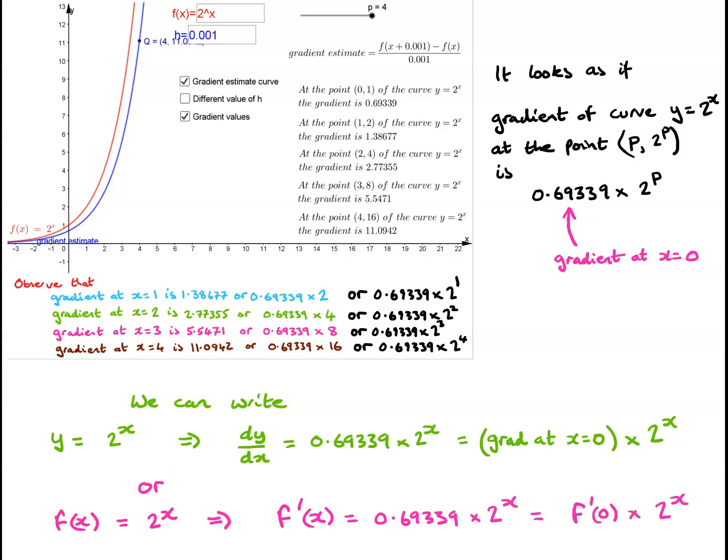Alternatively, if we say that f of x is 2 to the power x, then we can say that f dash x, the derivative, the gradient function, is 0.69339 times 2 to the x, which is the value of the gradient when x equals 0 times 2 to the power x.